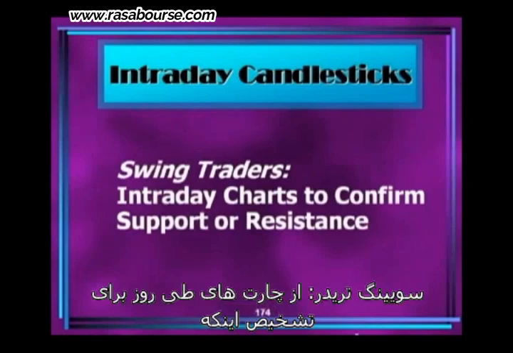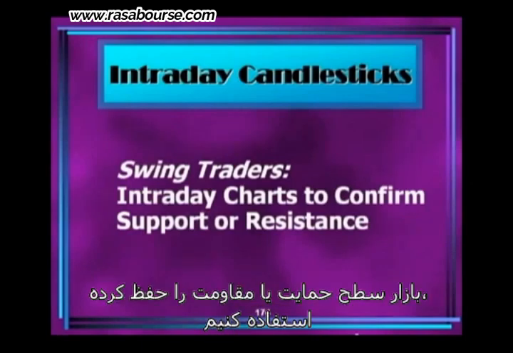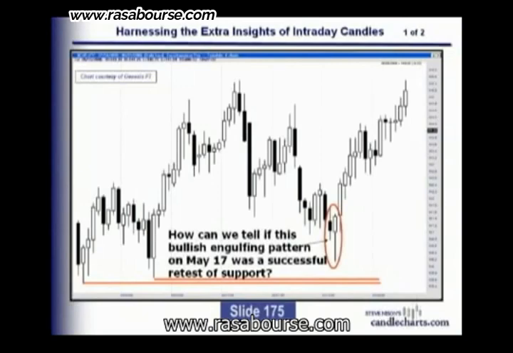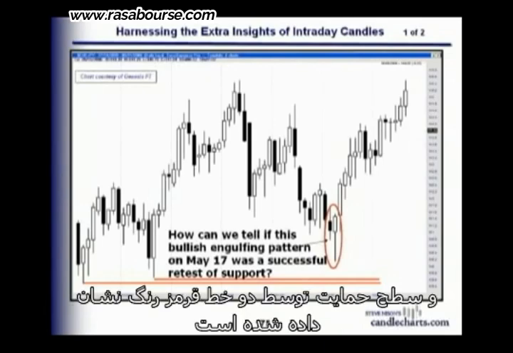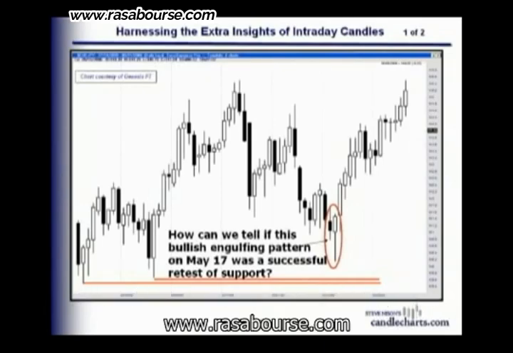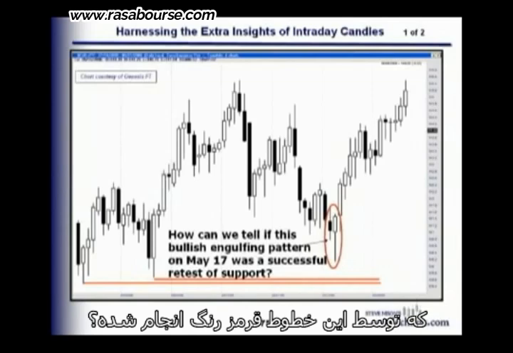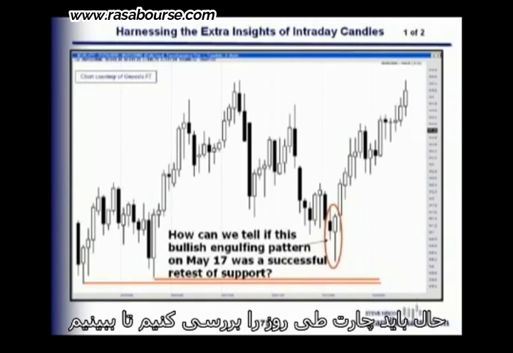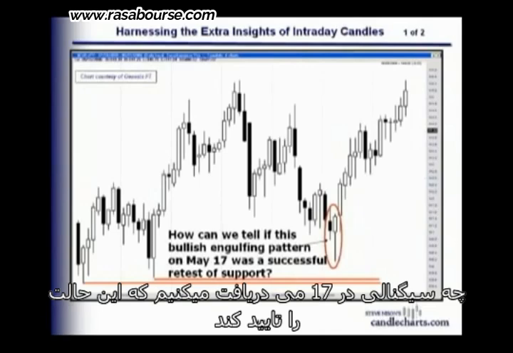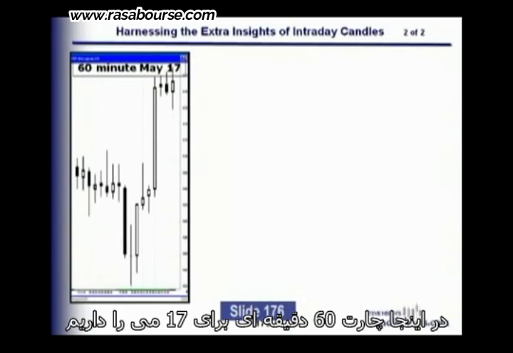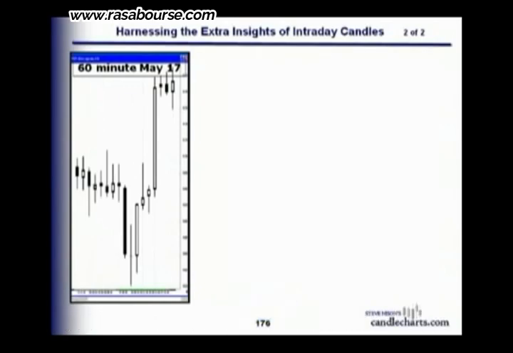Okay, swing traders. Using an intraday chart to see if the market is holding support or resistance. Okay. Here, a daily chart. Now, we have the support area shown by the 2 red lines. On May 17th, that was pretty close. Was that a successful test of the lows made with those red lines? And what we could do is go to an intraday chart to see what kind of signals we got on May 17th to see if indeed that was an important confirmation. So here's May 17th. This is a 60-minute candlestick chart on May 17th. What do we have?